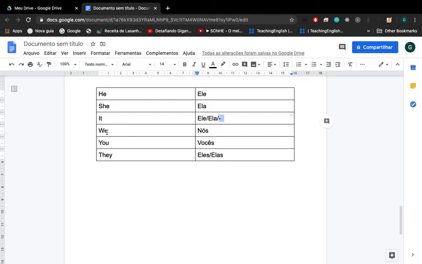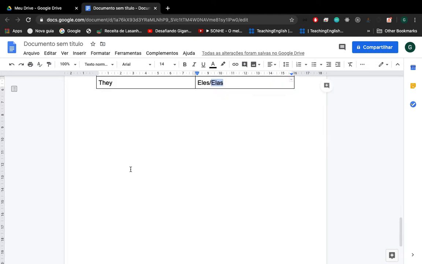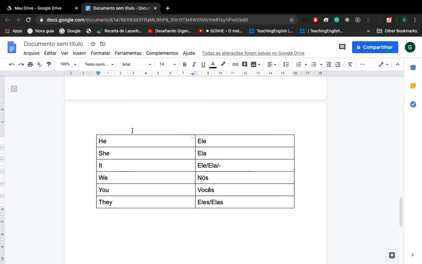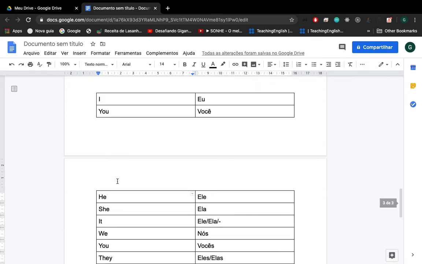Okay? We, nós, you, vocês, they, eles, or elas, depending on the gender again. Okay? So what about the verbs? Let's conjugate the verbs here.